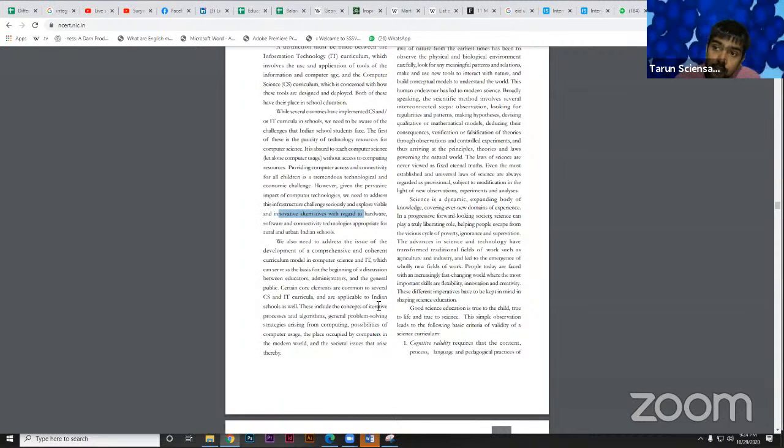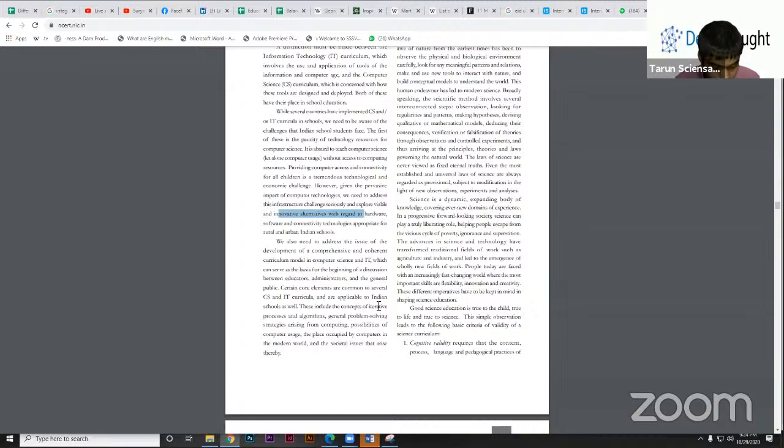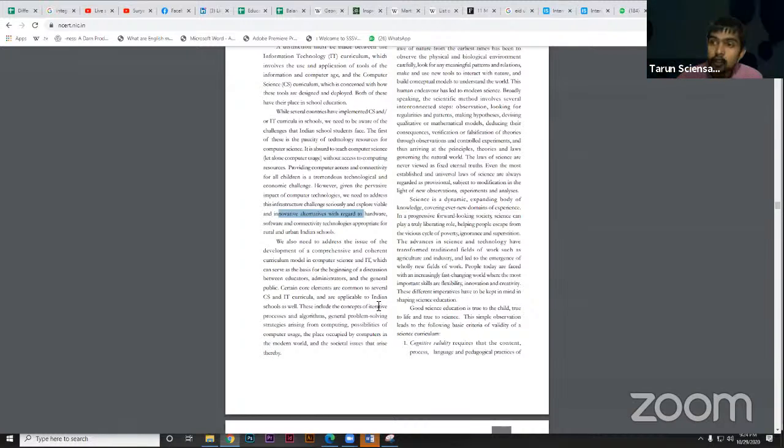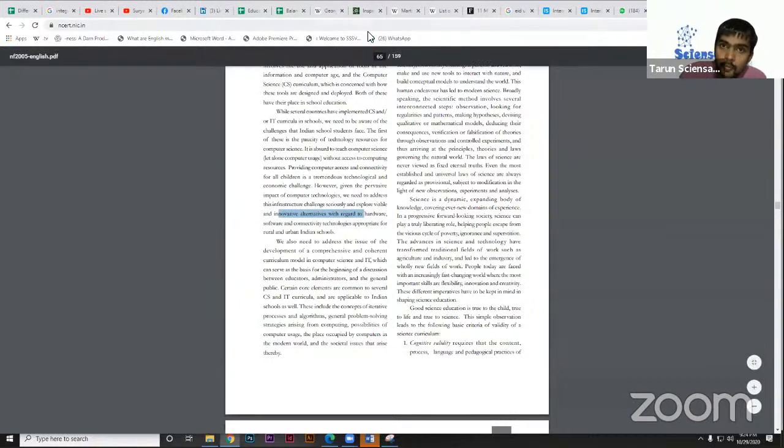Now, when you talk of problem solving, it is a very vast area. But in the context of computer science, there are certain strategies which come from computing. Binary search or heuristics, right? Divide and conquer, various ideas which come in from computing. These can be taught at school.